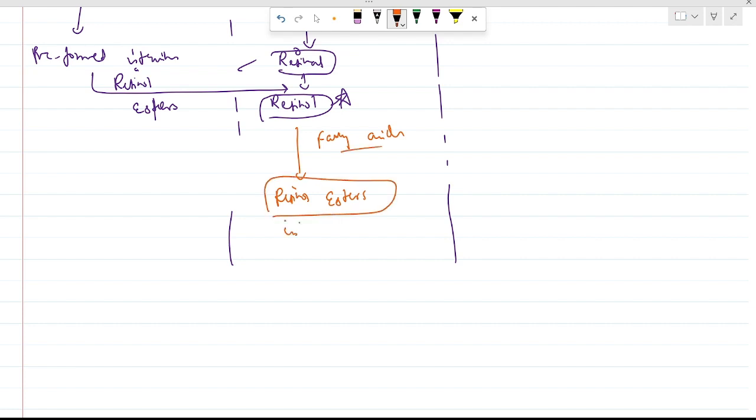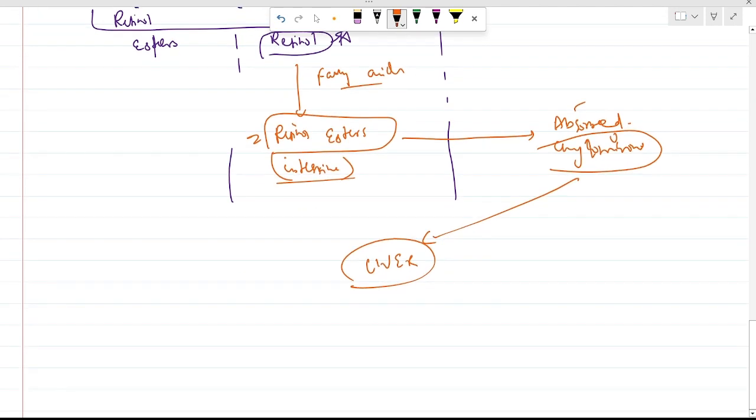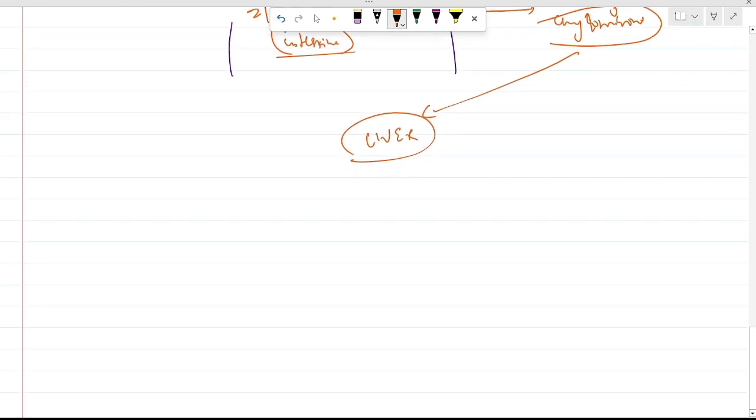This happens, remember, in the intestine, very important. Here in the intestine they are finally absorbed through chylomicrons. Chylomicrons absorb these retinol esters formed in the intestine. After absorption, they finally go to this organ, the liver.